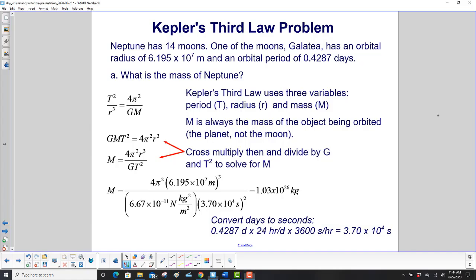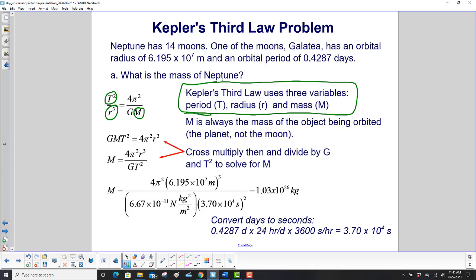What is the mass of Neptune? Here's our statement right here. Kepler's third law, which is the title of the problem, makes it handy. It has 3 variables: the period, the radius, and the mass. So you have period here, radius of the orbit, and the mass of the object that you're orbiting. Big G is the universal gravitational constant, and we're familiar with pi, hopefully.